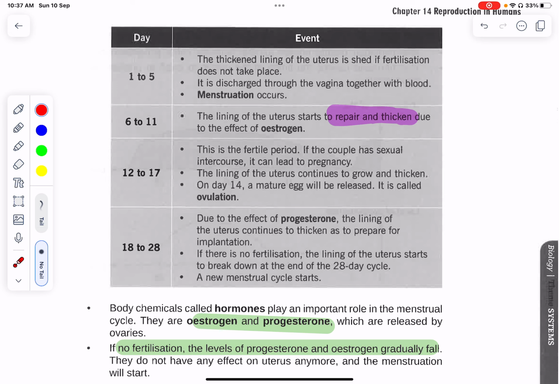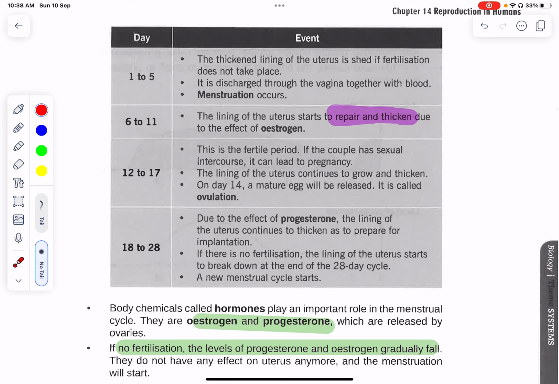Okay, whereas for day 12 to 17, this is the fertile period where if the couple has any form of sexual intercourse, there's a higher chance that it will lead to pregnancy. Okay, it's not confirmed or hit. It really depends on the factors. And in this case, the lining of the uterus will continue to grow and thicken. But more importantly, on day 14 of the whole cycle, the mature egg will be released, and this is what we call ovulation. The mature egg is only released at one ovary, and this alternates.